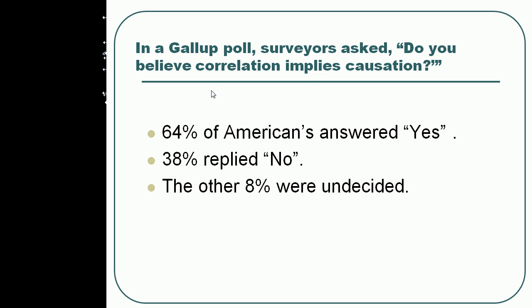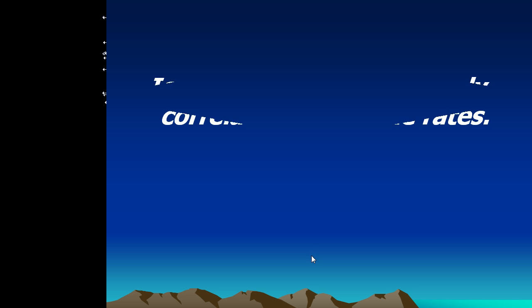In a Gallup poll, surveyors asked, do you believe that correlation implies causation? Well, 64% of America said yes. And we had kind of a mixed reaction here. 38% said no. And 8% were undecided. That doesn't even add up to 100. We got a problem, don't we? Maybe if it was statisticians in this course.